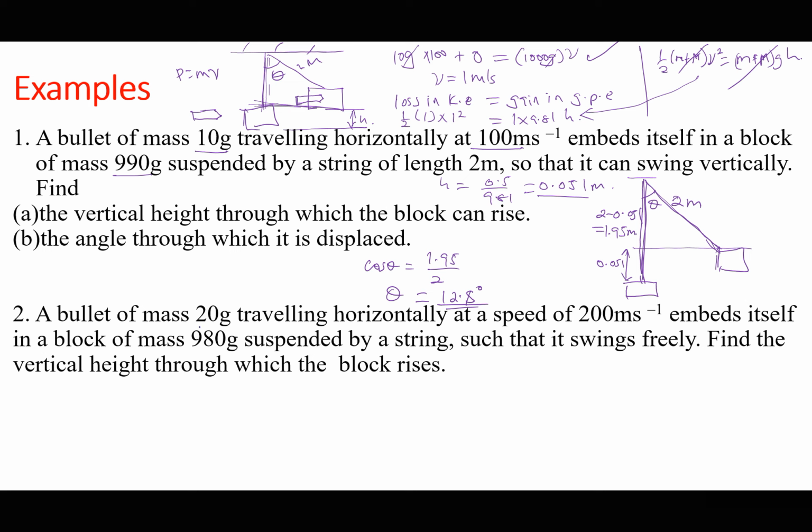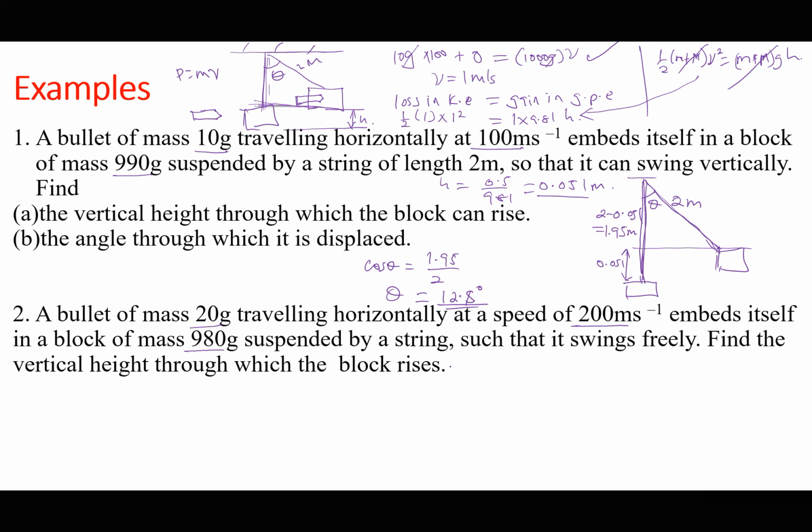Okay, a bullet of mass 20 grams traveling horizontally at a speed of 200 meters per second embeds itself in a block of mass 980 grams suspended by a string such that it swings freely. Find the vertical height through which the block rises. So I've done almost the same thing.